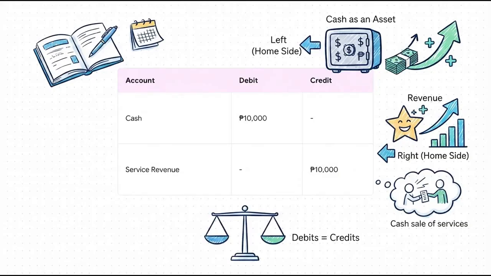Step 1, we go straight to our daily diary, the general journal. We jot down the date. Now, we know cash is an asset. Its home side is the left, and since we're getting more of it, it's increasing. So we debit cash for 10,000 pesos. We also know service revenue's home side is on the right, and it's increasing too. So we credit service revenue for 10,000 pesos. We add our quick narration, cash sale of services. Check it out, our debits perfectly equal our credits. The diary entry is complete.